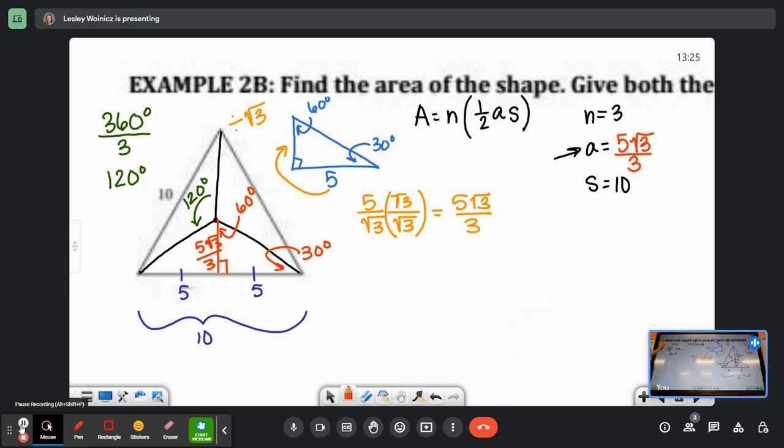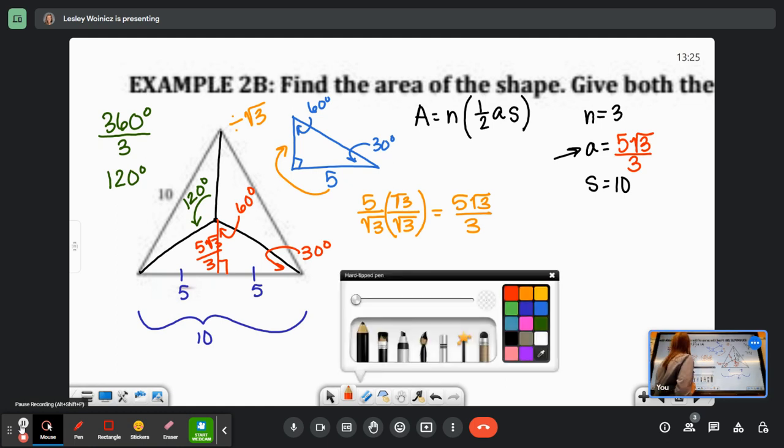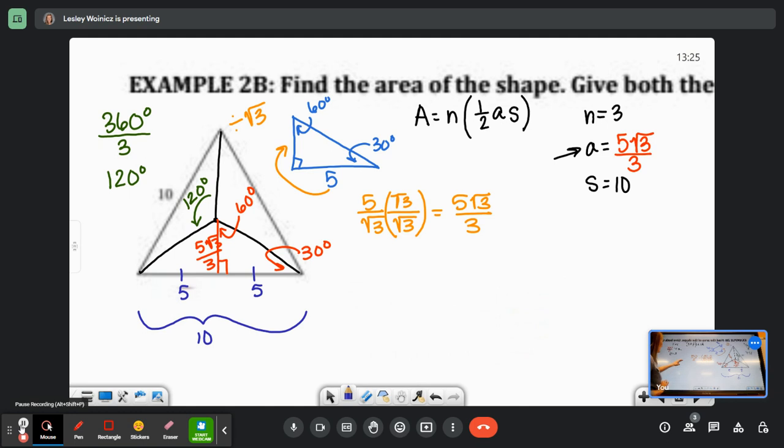Okay, now I have everything else I need. I don't need to find out any more stuff. I can just plug my stuff into the formula. Okay, here goes nothing. Area equals the number of sides, which is 3, times 1/2 my apothem, 5 root 3 over 3, times my side length, which is 10.